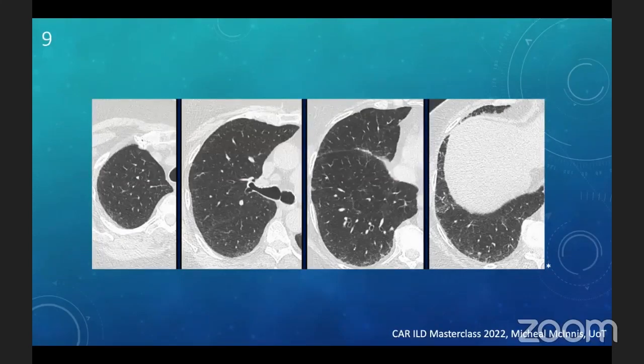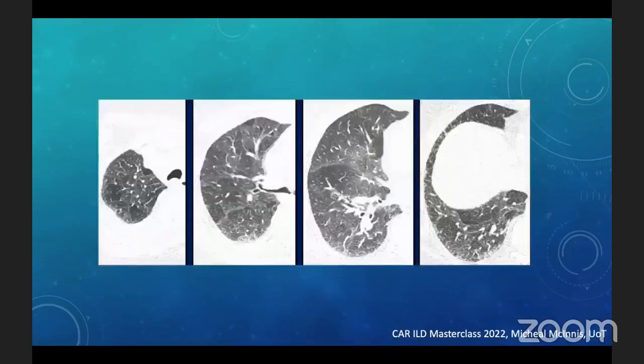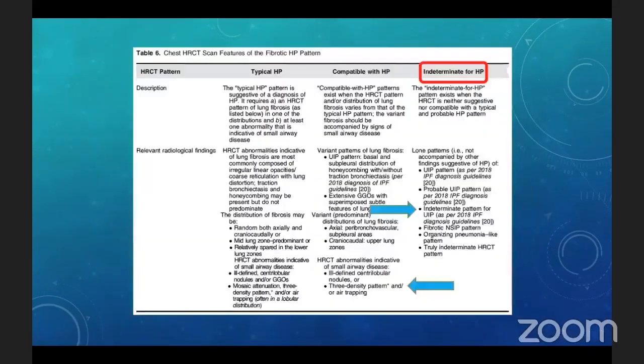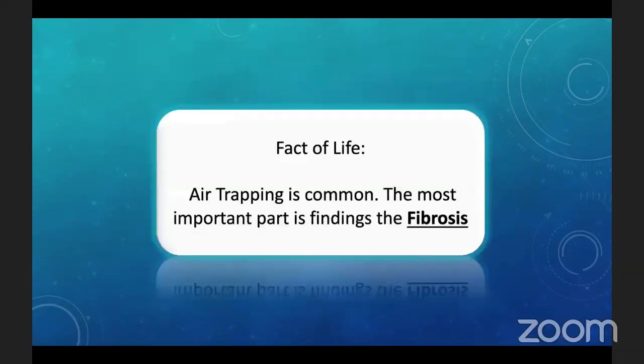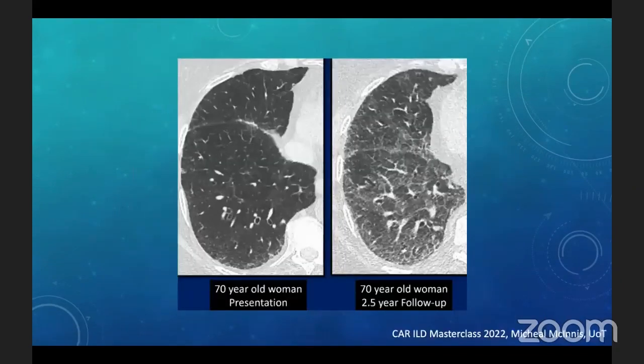So this was called indeterminate for HP. It was called indeterminate for UIP as well, as it was very minimal. And the one who saw that case said there is no evidence of fibrosis. If you don't have fibrosis, you can't call it UIP, right? So let's look at the follow-up of this interesting case after 2.5 years.